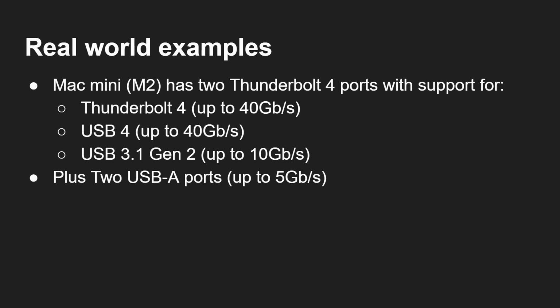Now it specifically says Thunderbolt 4. I wanted to mention the difference there. So it says Thunderbolt 4 again, but if you look at the things, it's the same thing really. 40 gigabits a second, 40 gigabits a second, 10 gigabits a second there, and then two USB-A ports, 5 gigabits a second. So that's the USB 3.0 original thing.